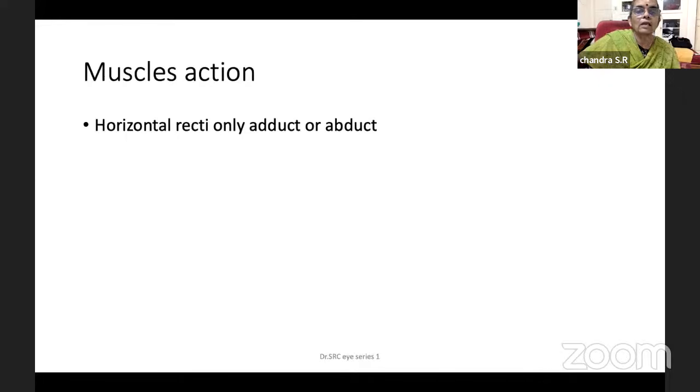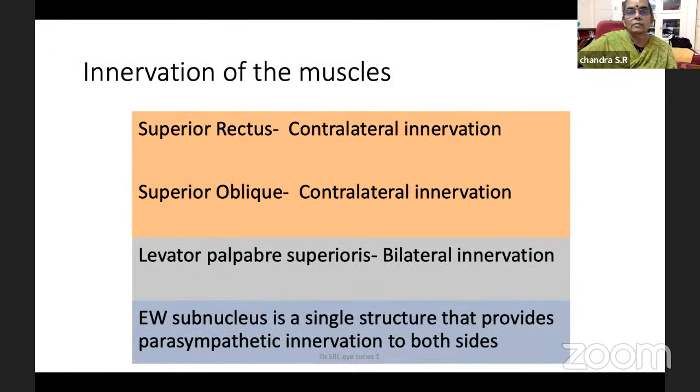Then the horizontal recti have only adduction or abduction. We saw that the vertical muscles have torsional components, adduction, abduction, elevation, depression, whereas horizontal muscles have only adduction or abduction. Then other peculiarities, superior rectus. These will all reflect on abnormalities.